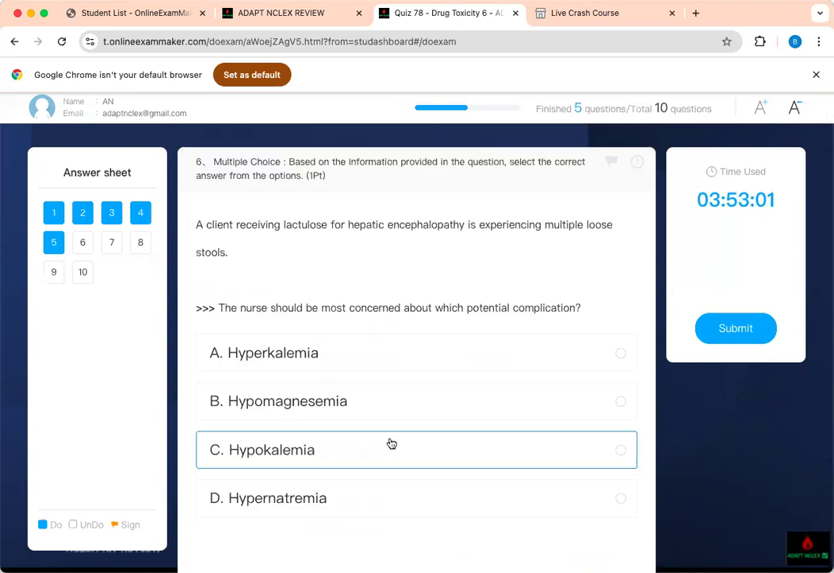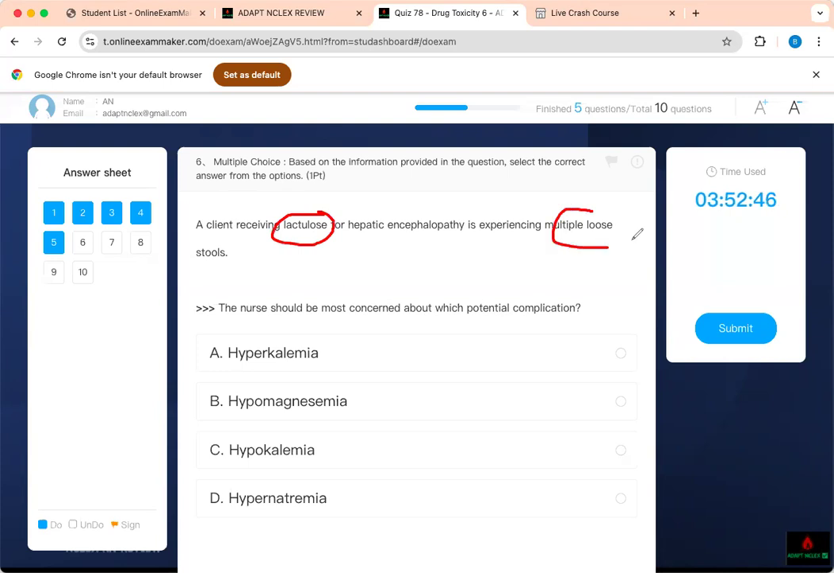And then should be most concerned about which potential complication. A client receiving lactulose for hepatic encephalopathy is experiencing multiple loose stools. Test taking strategy again. You see the way I'm answering the question? Lactulose, multiple loose stools. Every time you have diarrhea, there is one electrolyte you should worry about. So which one would you be concerned about?